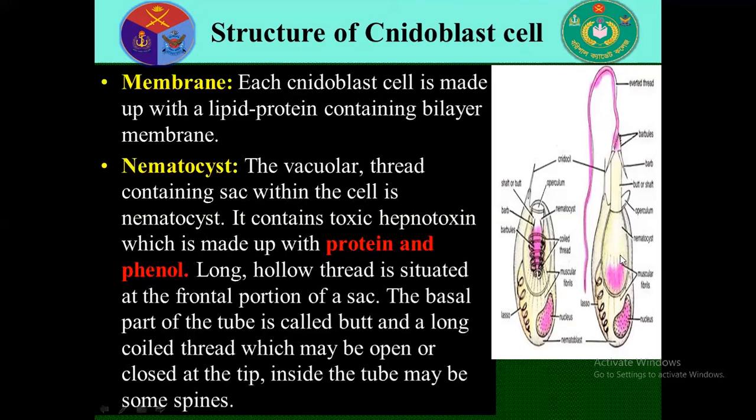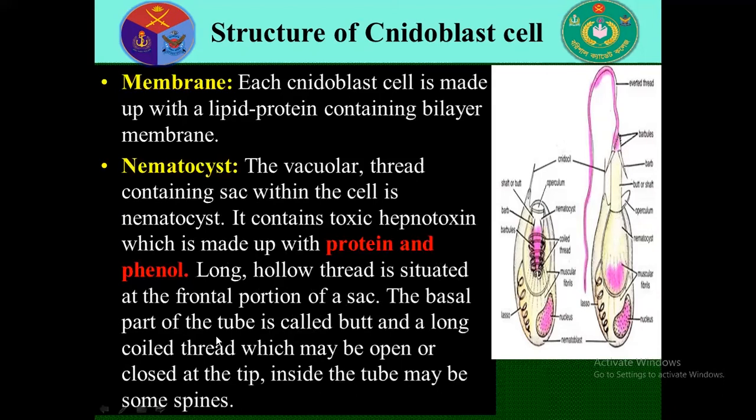The vacuole of the nematocyst contains a kind of toxic substance called hypnotoxin. This hypnotoxin is found here, and it is made up of protein and phenol. There is a long hollow thread situated at the frontal portion of the sac. So this is a long thread here, and this thread contains some small spines that are called barbules, and there are some big spines that are called bud.